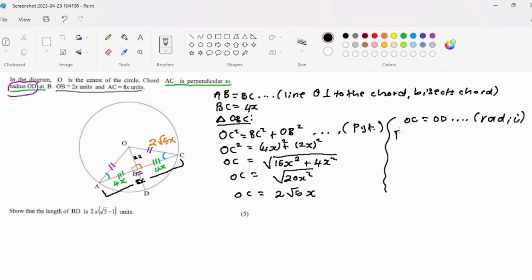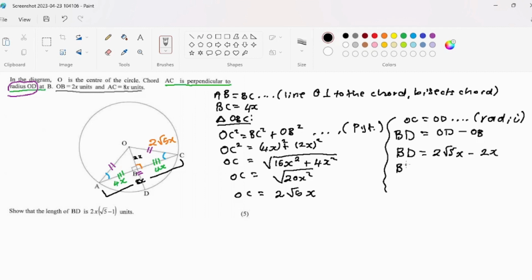So we know that BD is part of OD. So we are going to say BD is equal to OD, which is the radius, minus OB. If you look at the diagram, we can clearly see that OB is 2x and OD is a radius. So we are going to say BD is actually equal to 2 root 5x minus 2x.